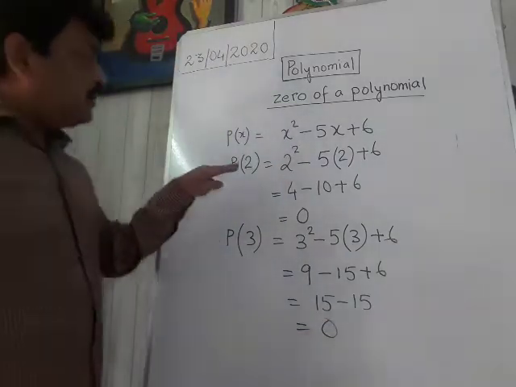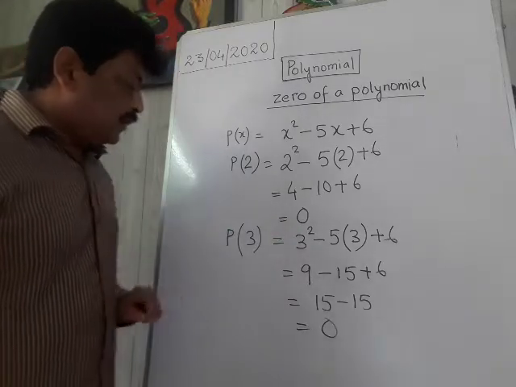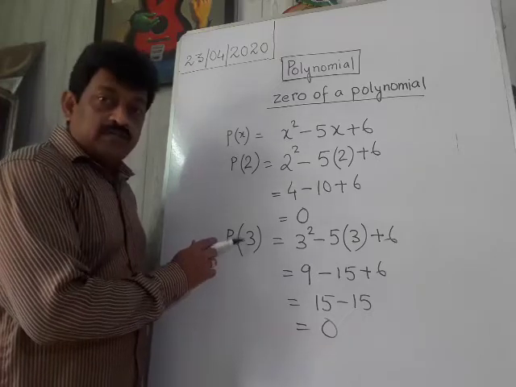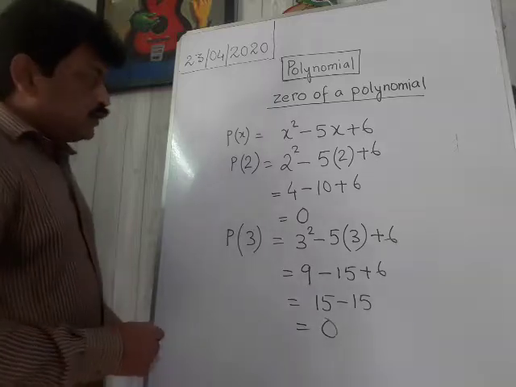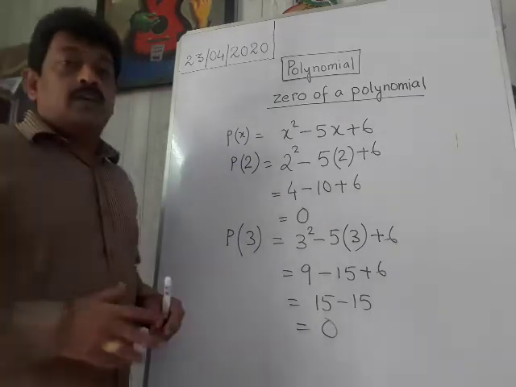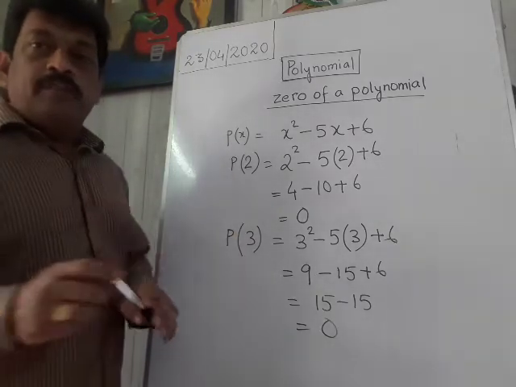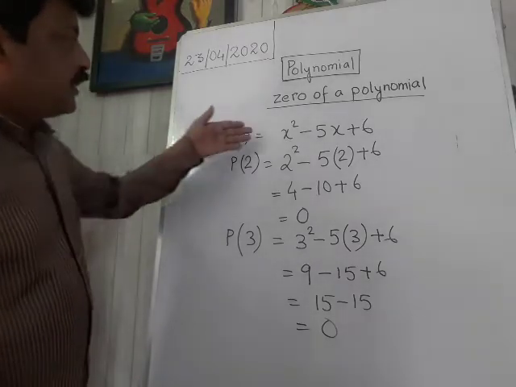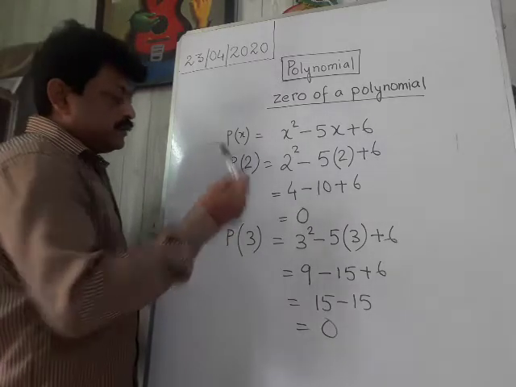So when we are replacing x with 2, we are getting the value of the polynomial as 0. Similarly, when we are replacing x by 3, we are getting the value of the polynomial as 0. So these real values of x, that is 2 and 3, are known as the zeros of the polynomial. Every particular polynomial has its own zeros. So here x square minus 5x plus 6 has two zeros, that is 2 and 3.